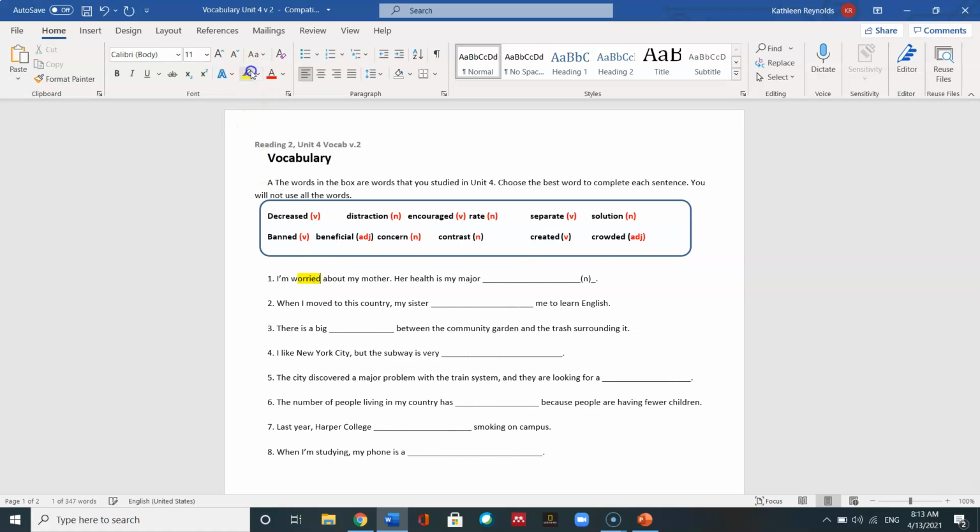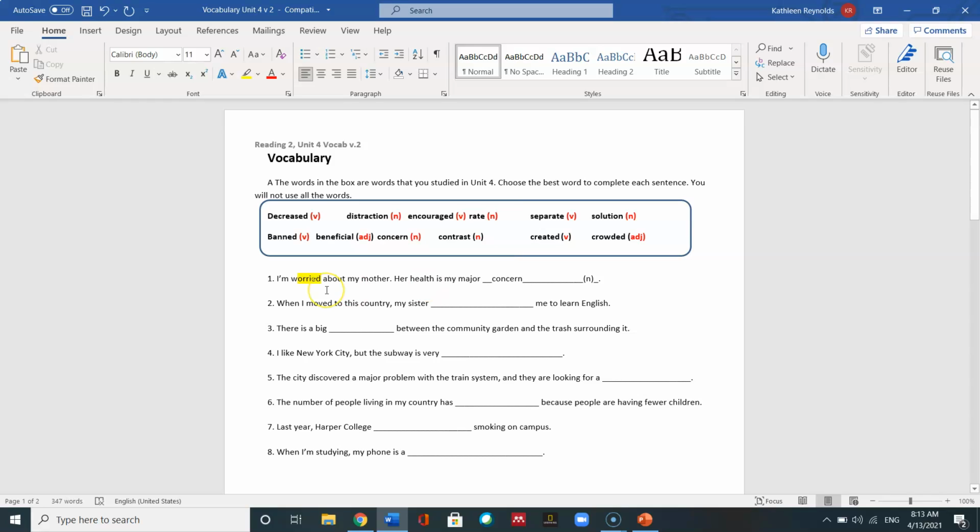So, something about my mother's health. So let's see which nouns. Her health is my distraction, something that takes my attention. Okay, maybe. My rate, no. Her health is my solution, no. My concern, maybe. My contrast, no, it's not a difference. So is it better to say distraction, something that takes our attention? Or is it better to say concern? It's better to say concern, because it's something that we are worried about.